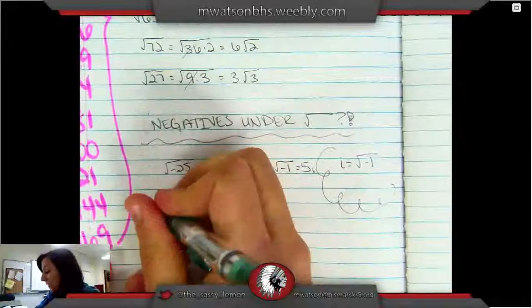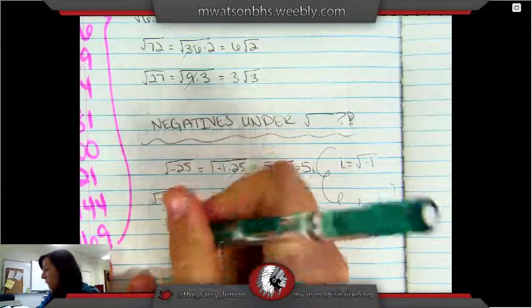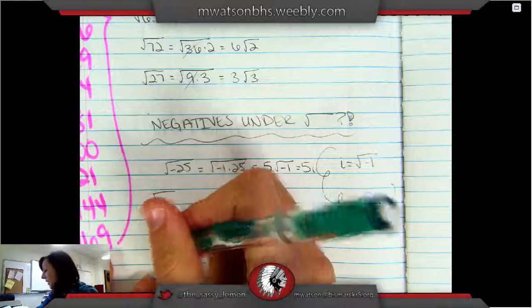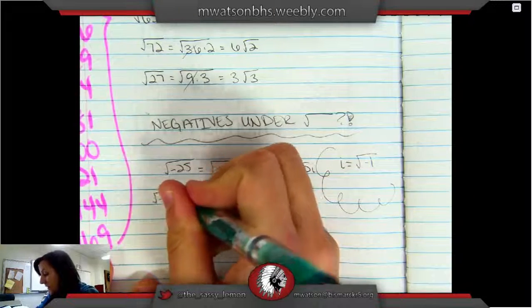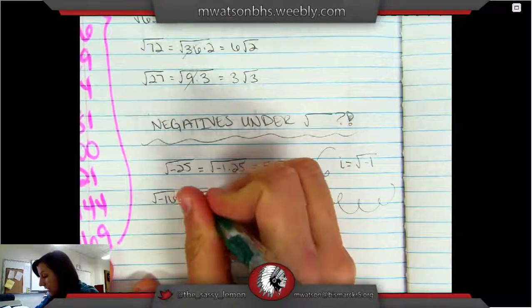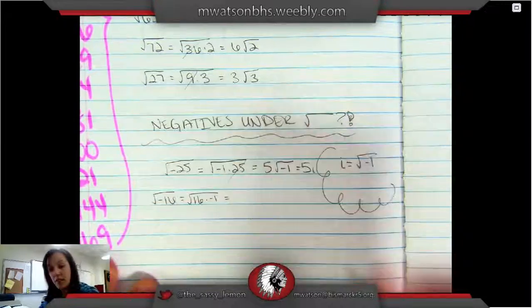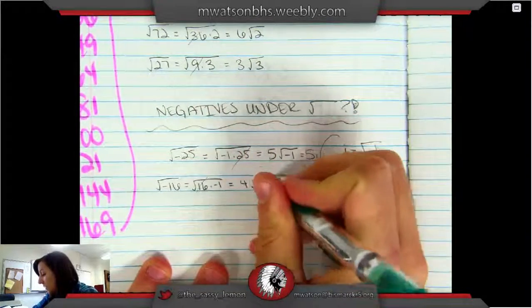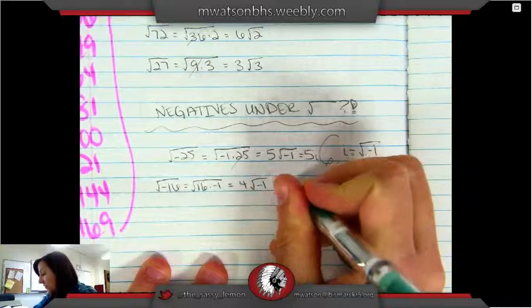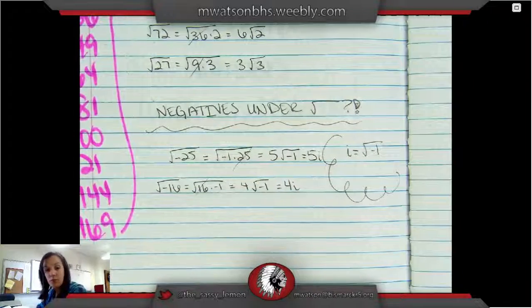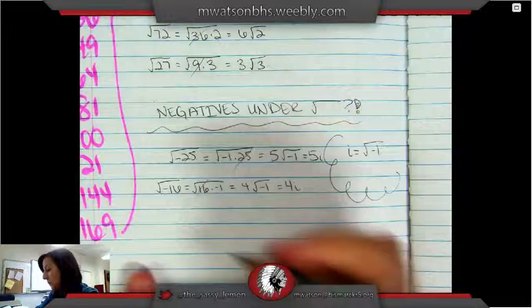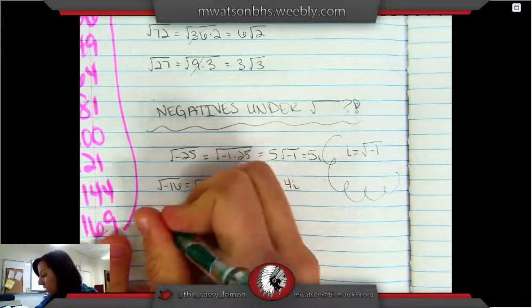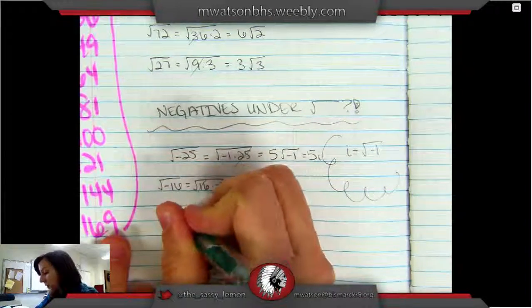Let's try it again. Square root of negative 16. That's going to be the square root of 16 times negative 1. Do the square root of 16, that's 4, times the square root of negative 1, which is 4i. Let's try it one more time, this time with a non-perfect square. Let's do the square root of negative 24.